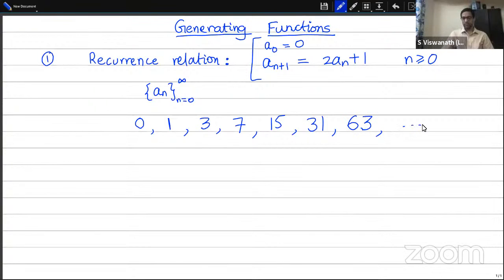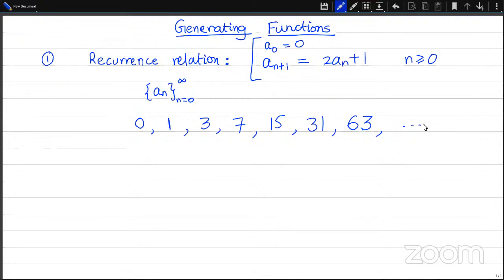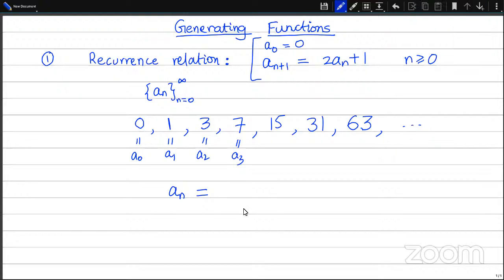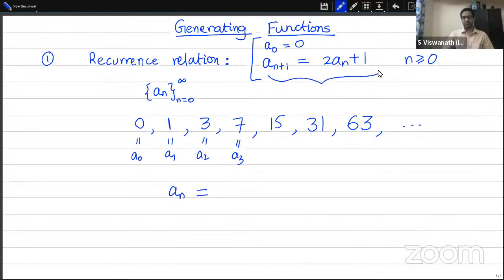So let's see. We have enough terms to already make a guess as to what this looks like. Suppose I ask you for a formula for the nth term just by studying this pattern. So what does A(n) look like? 2 times A(n-1) plus 1. That's right, but that is my recurrence relation. That is what's already given. But what I want is some function of n.